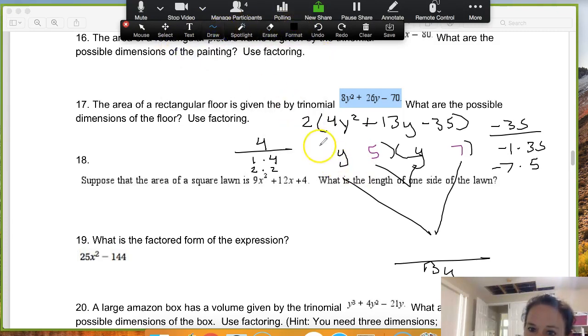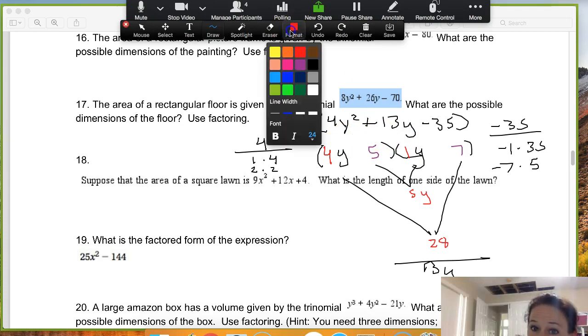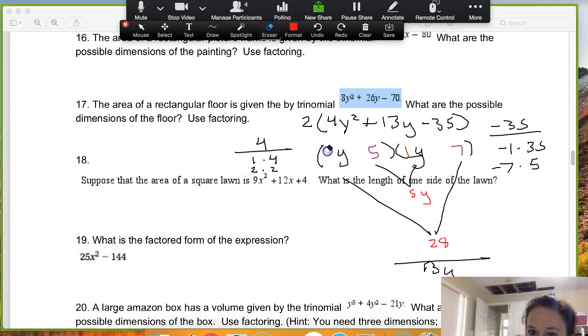Okay, so let's try 1 and 4 or 4 and 1. I'm going to put it in red. So let's go 4 here and 1 here. So this will give me 5y. And 4 times 7, what is that? 28. No, let's switch and try 1 and 4 maybe. So let's go 1 here, 4 here. 5 and 4 is 20. 7 and 1 is 7. So 20 y's and 7 y's.